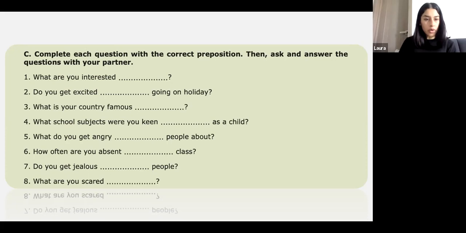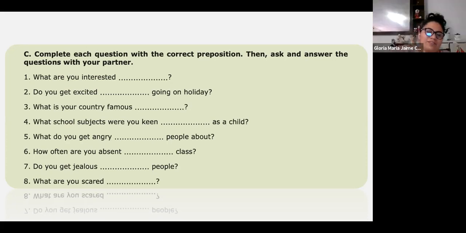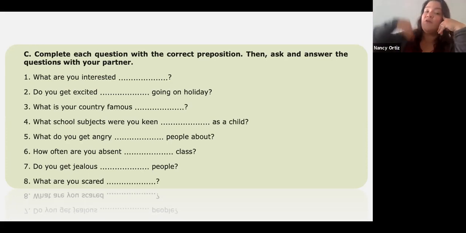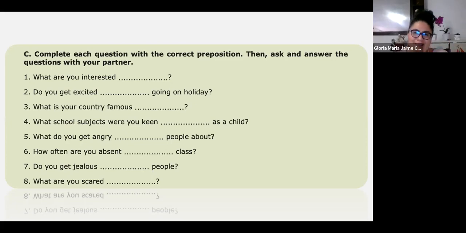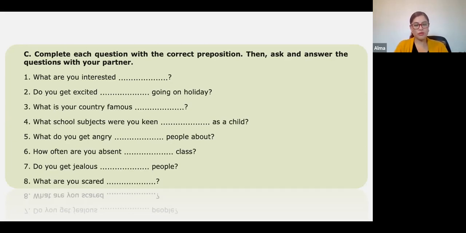Gloria, what are you interested in? I'm interested in two different things, in baking and in traveling. Excellent, Gloria. Now ask the same question to Alma. Alma, what are you interested in? Well, I said before that I am interested in continue improving my teaching skills, but also I am interested in traveling too. Sorry, I made a mistake.